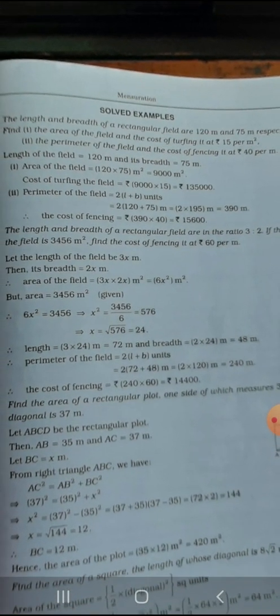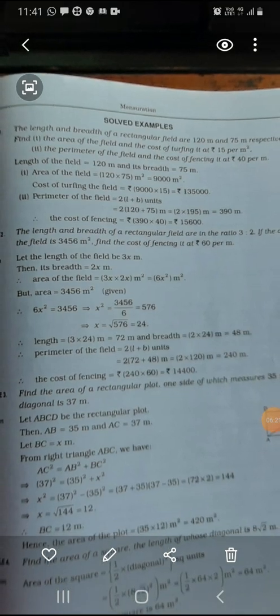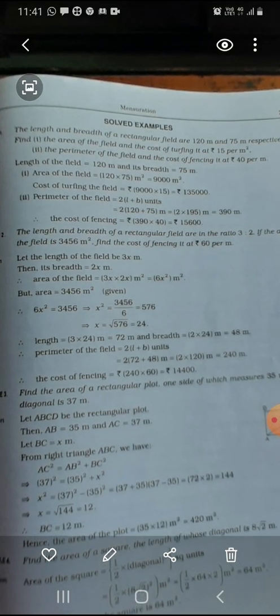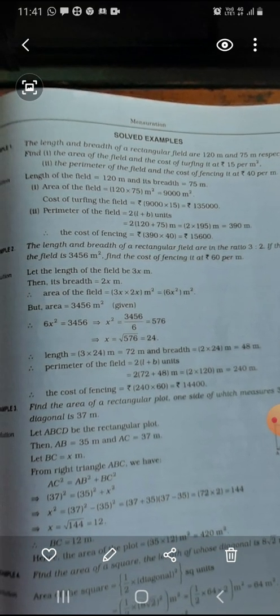Okay, now come to the next, we are having the solved examples. You can see, children, in the solved examples there are various questions we can go for. The first question says: the length and breadth of a rectangular field are 120 meter and 75 meter respectively. Find the area of the field and the cost of turfing it at rupees 15 per meter square. So we have to turf it also.